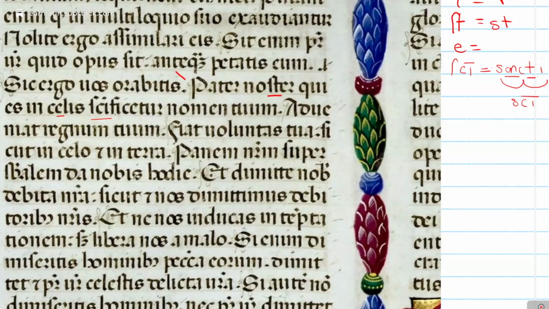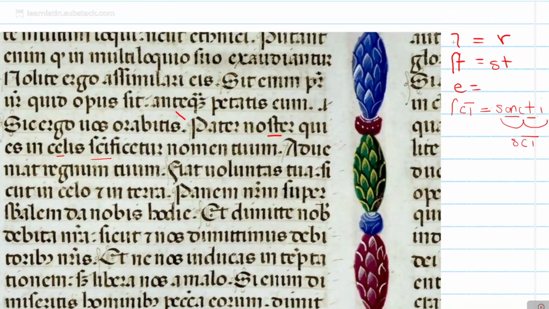Ficetur. This is complete. F-I-C-E-T-U-R. Again, the R that looks like a 2 here, right? At the end of the word. Nomen tuum. This is quite easy to read. This one not so much because they look like strokes like this, right? Sometimes you simply have to count them. This is a T, 1, 2, U, 1, 2, U, 1, 2, 3, M.